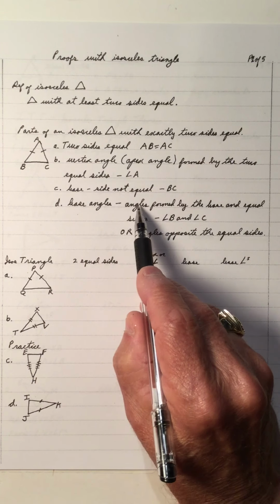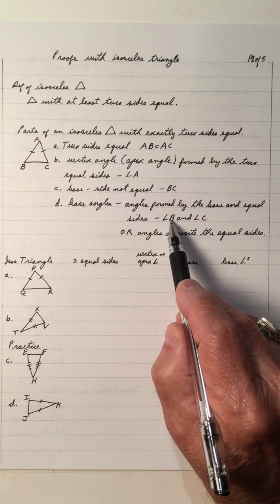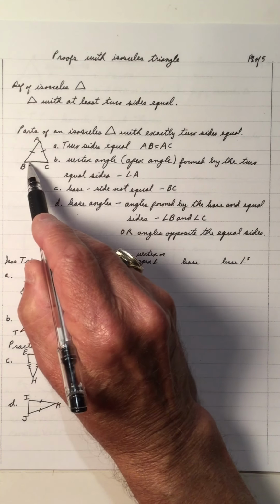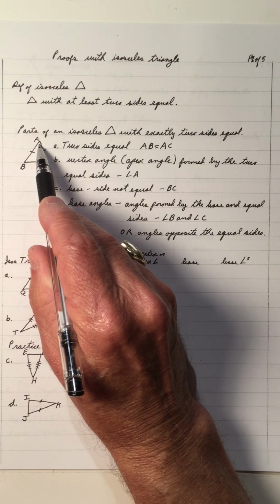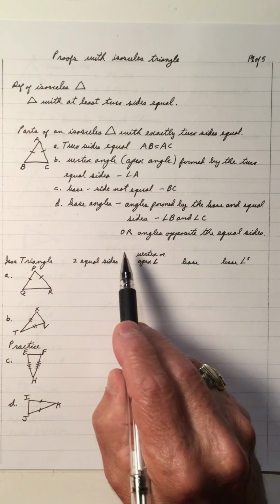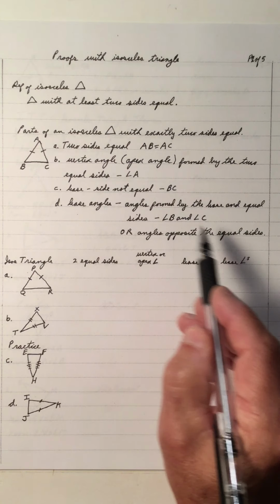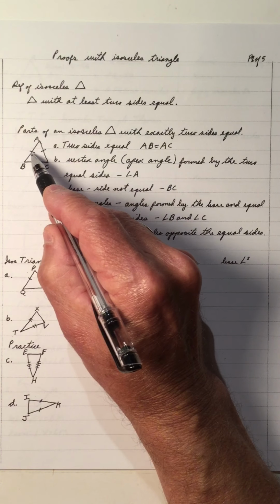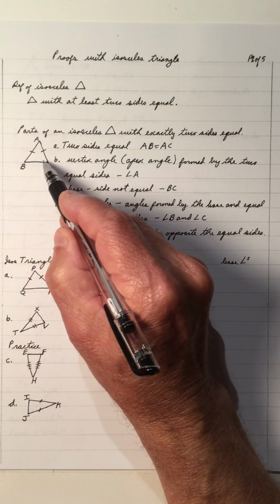The base angles are formed by the base and the equal sides. So the base angles are angle B and C. B and C are the base angles. The apex angle is formed by the two equal sides, or it could be said the base angles are the angles opposite the equal sides. So the base angles are the angles opposite the equal sides, B and C.